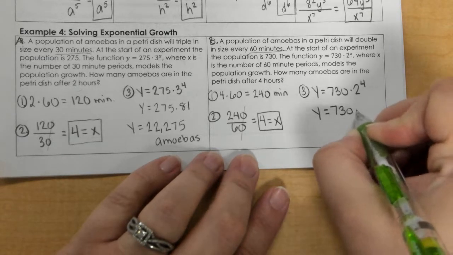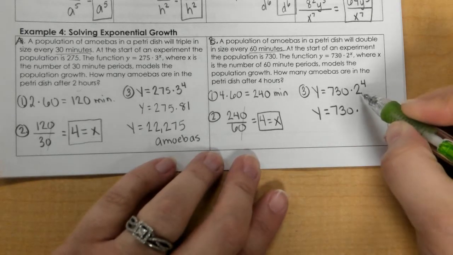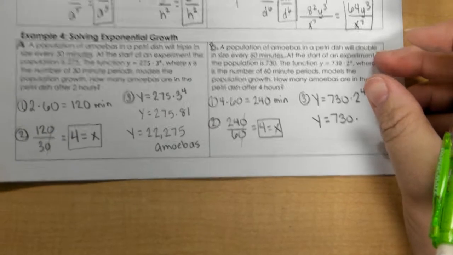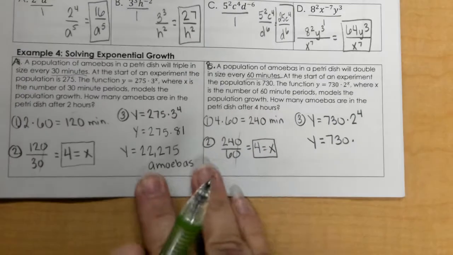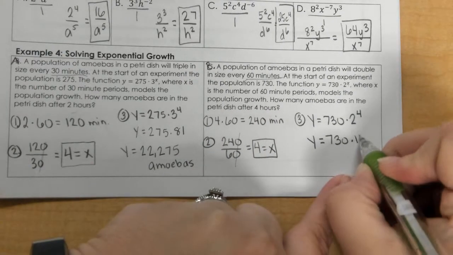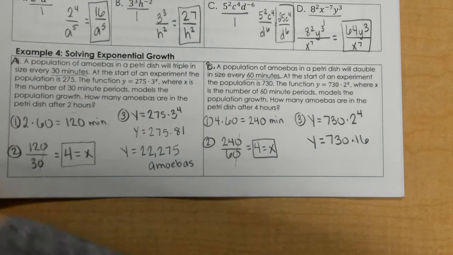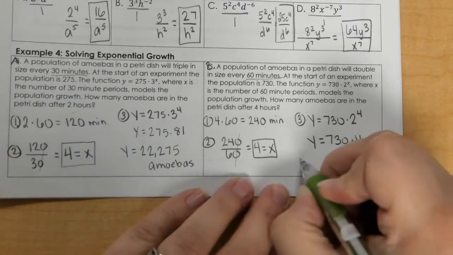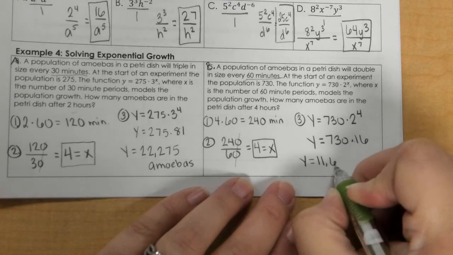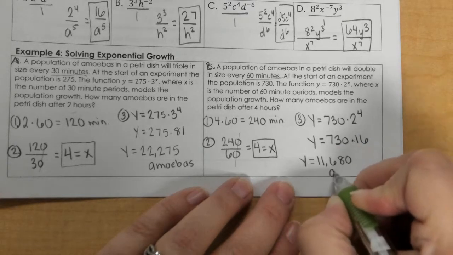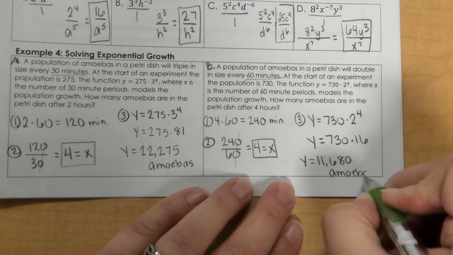So 730 times 2 to the 4th. Well, we already figured out 2 to the 4th up here was 16. So we can do, okay, that's going to be 16. And then we take 730 times 16. And we have 11,680 amoebas.